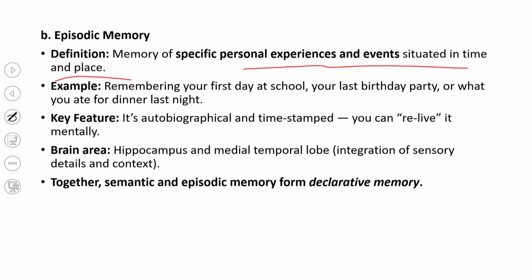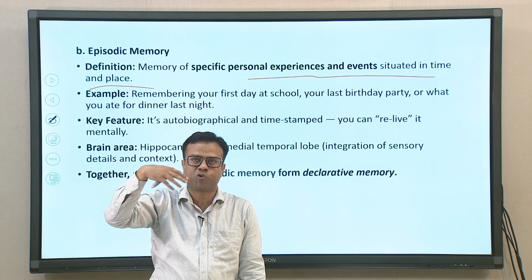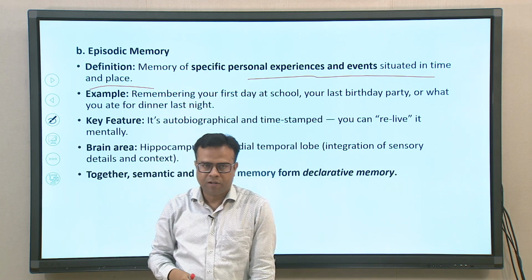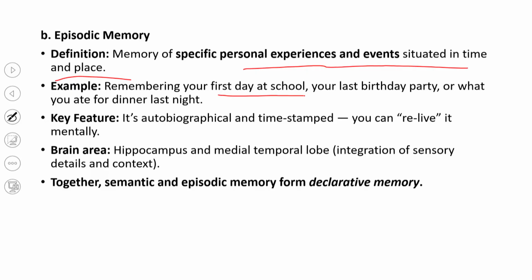Remembering things about episodes or events that happened, personal experiences that happened on certain dates, at certain times, in certain places. These are all episodes of our life that we remember. Remembering your first day at school, your last birthday party, what you ate for dinner last night, these are all examples of episodes of your life. Some things happened in your life. So, these are called episodic memory.